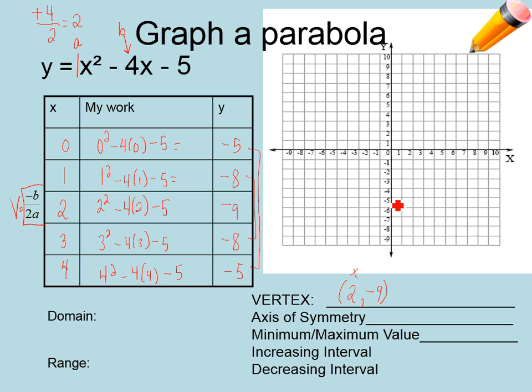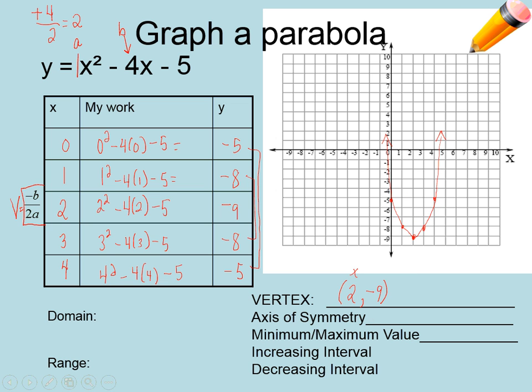0, negative 5. And we have 1, negative 8. 2, negative 9. 3, negative 8. And 4, negative 5. And now we should be getting a U-shaped graph. Now make sure that you put arrows and make sure that it's a U-shape, not a V-shape. If you get a V-shape, you did something wrong.